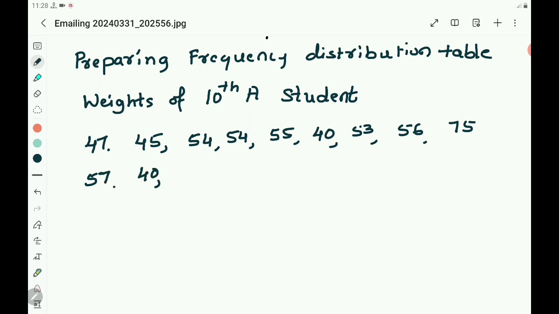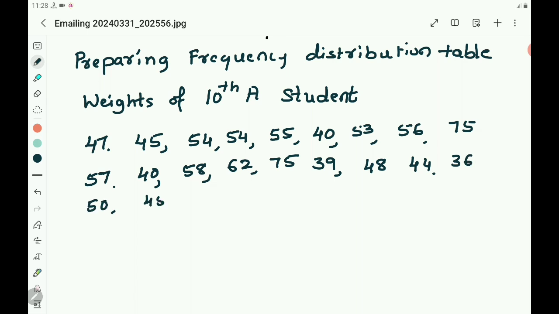40, 58, 62, 75, 39, 48, 44, 36, 50, 55. Let us count. There must be 20 weights.